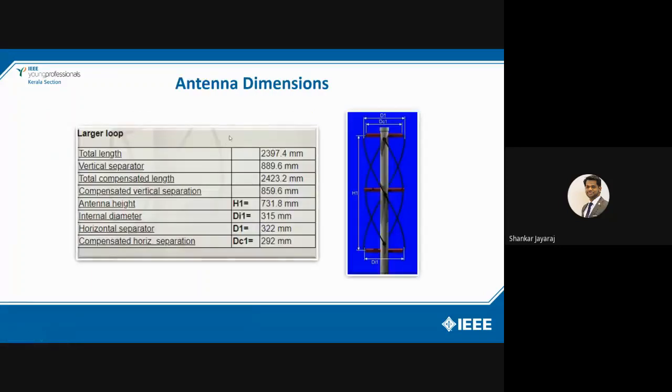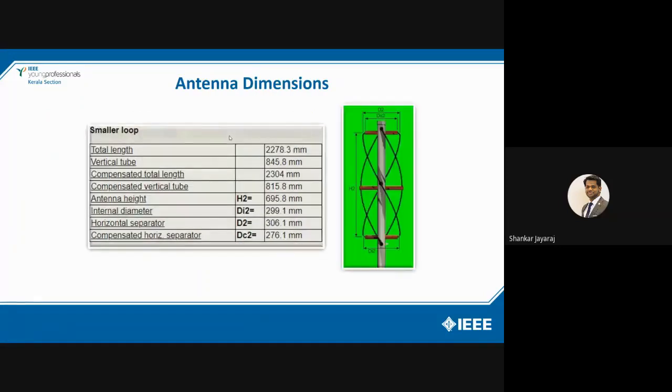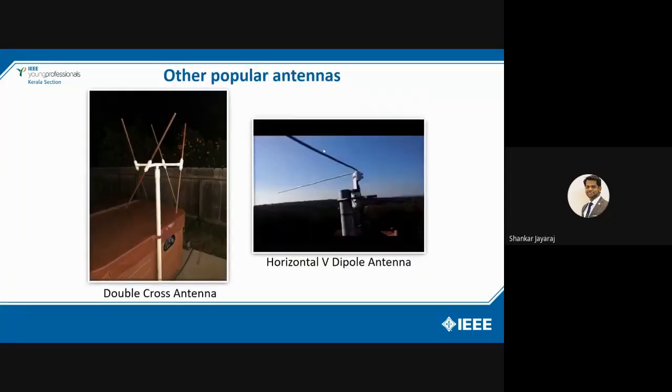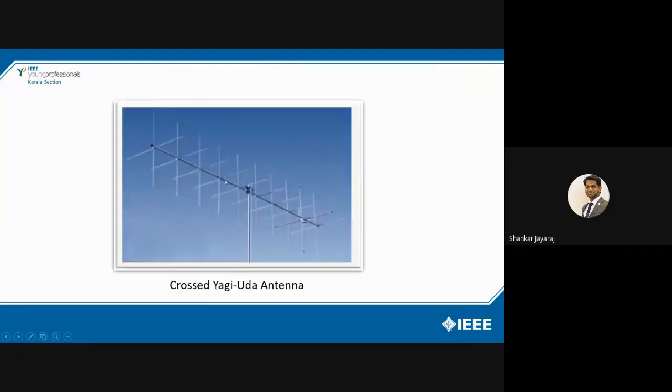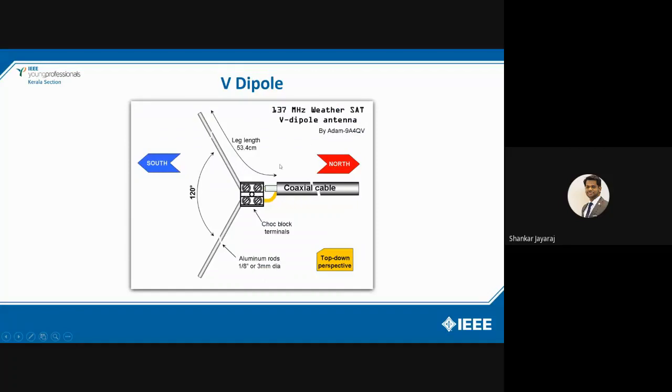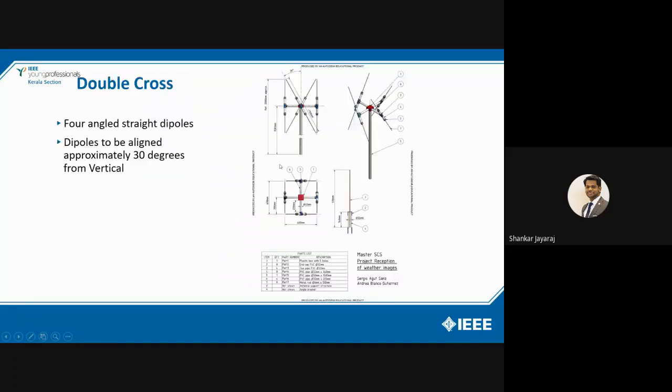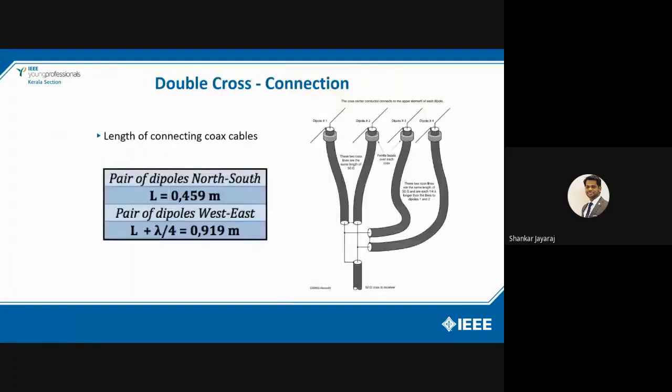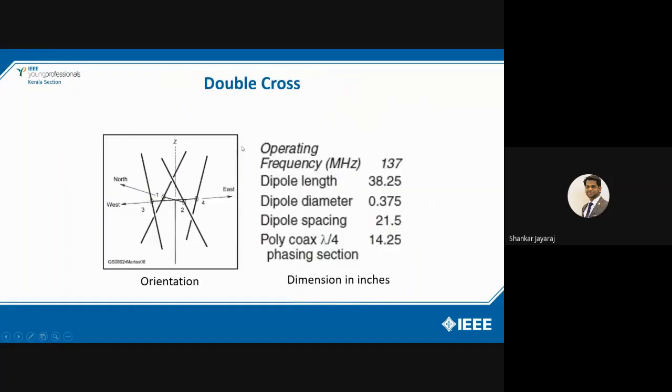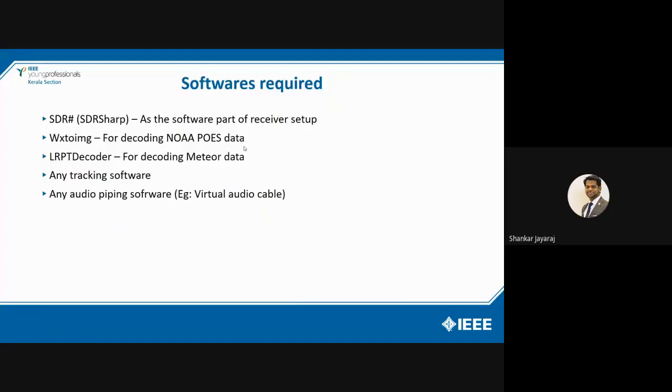So these are the dimensions that you need to follow to build the antenna. It should be proper. This is another type of antenna, a V dipole antenna. I hope you can see it. And this is a crossed Yagi antenna. You can see it's a Yagi antenna, but it's crossed as well. I'm not going into the detail as we are short of time. So these are the connections. The site I've recommended here has a lot of things.